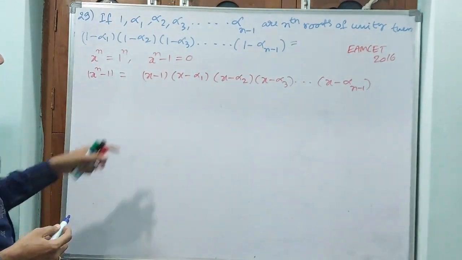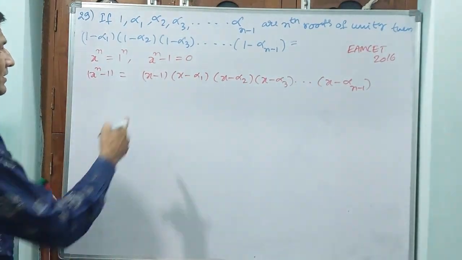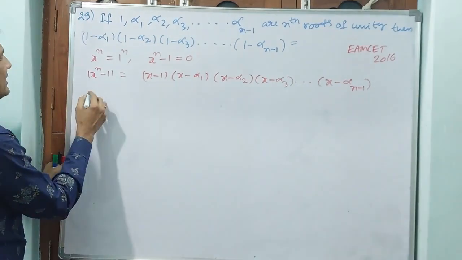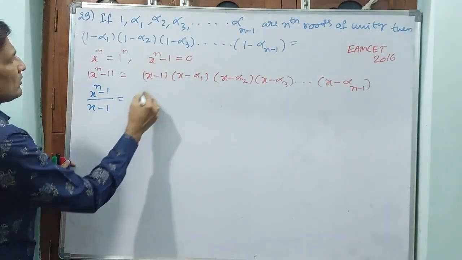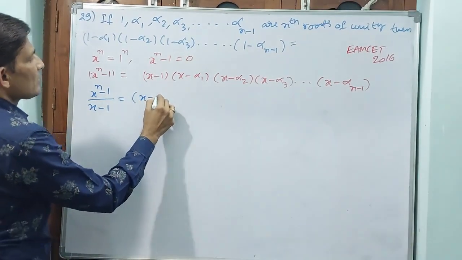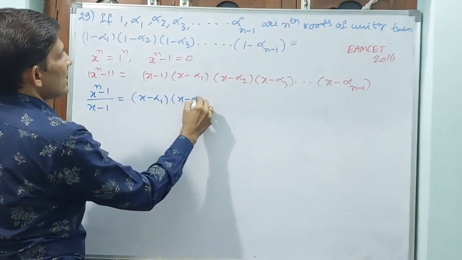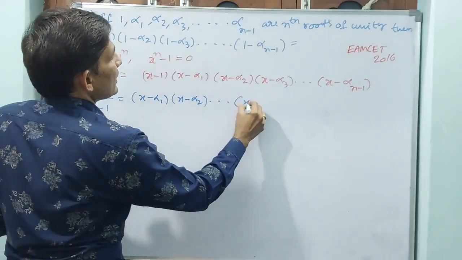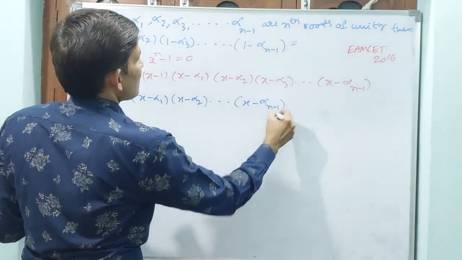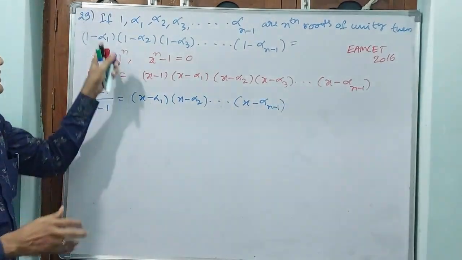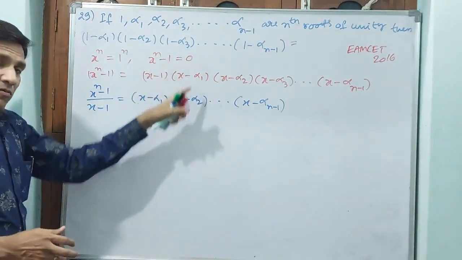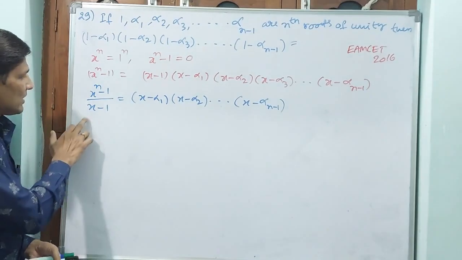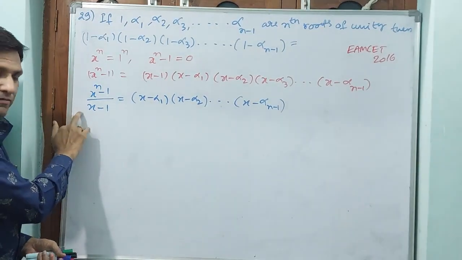If this is the case, shall I write like this? The x minus 1 I shall send here. x power n minus 1 by x minus 1 is equal to x minus alpha 1, x minus alpha 2, up to x minus alpha n minus 1. Why have I written this? It is equivalent to this one. If I put 1, automatically in the next place it is going to come. But wait, I want to play somewhat with this.